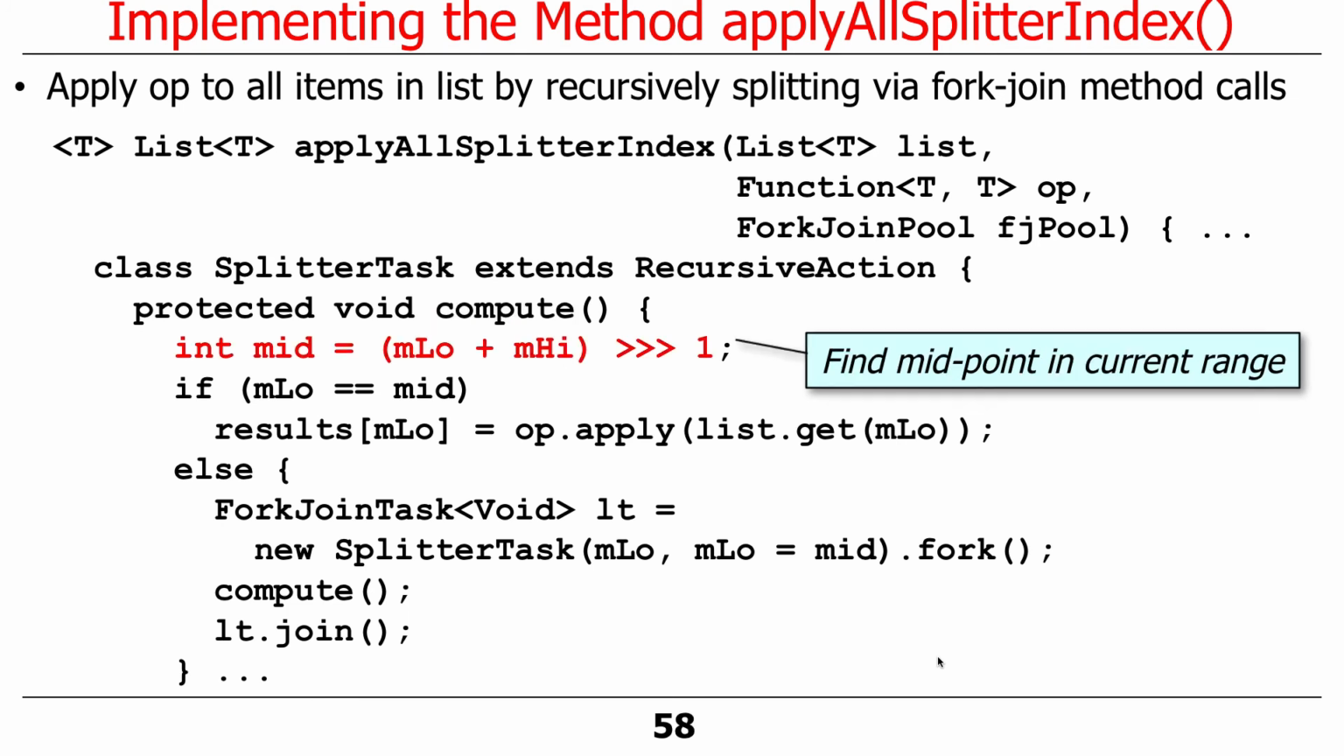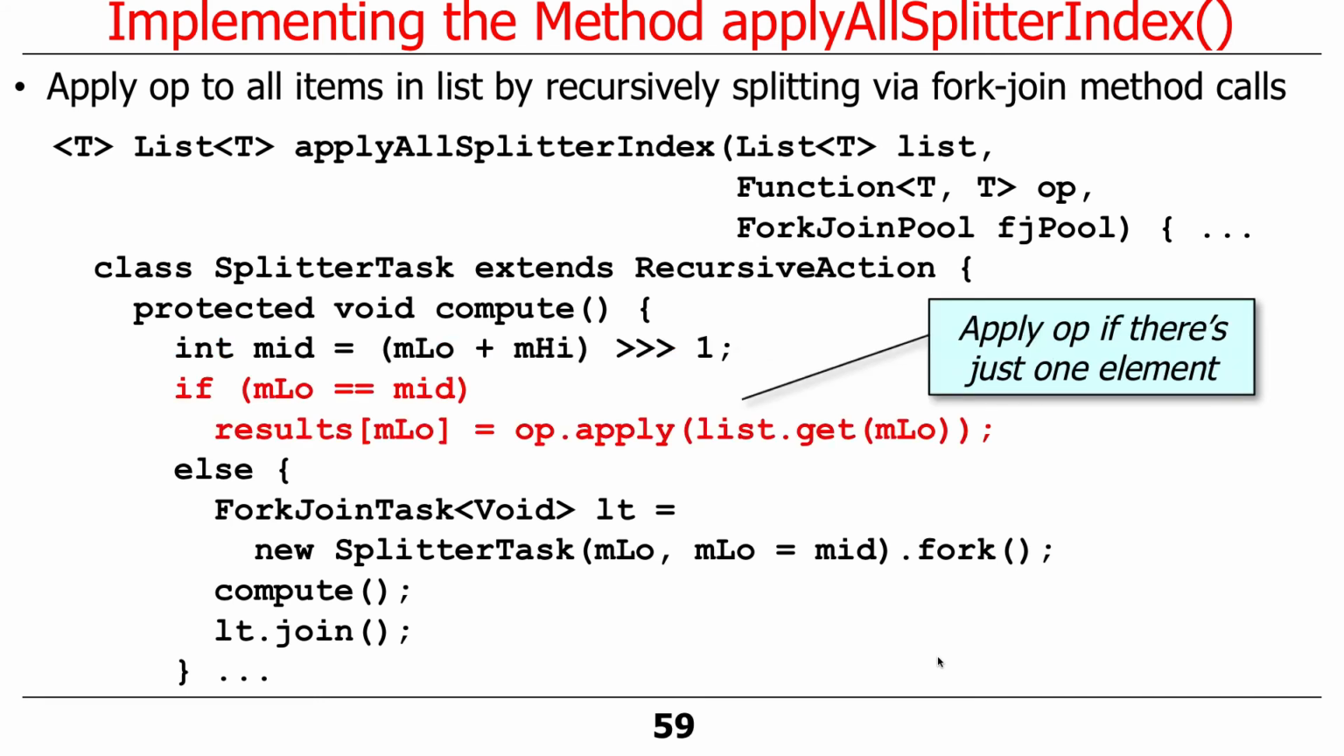So the first thing we do here is we find the midpoint, and if the midpoint is the same as the low value, then we're at the base of the recursion. And what we do in that case is we go ahead and we get that item out of the list, we get the mid-th item out of the list, and we apply it, and then we store the results into the results array at that index.